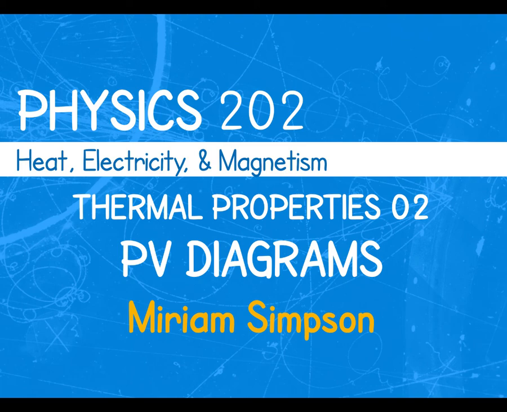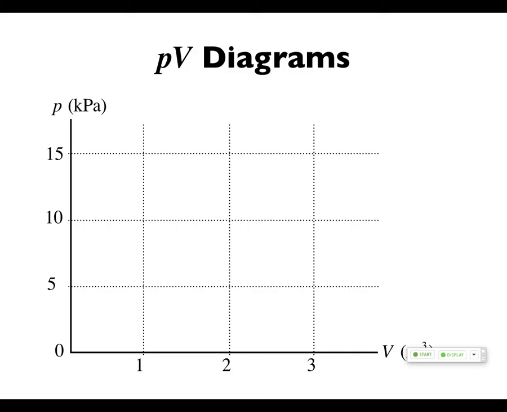This section we're going to be talking about PV diagrams, which are really just an application of the ideal gas law that we covered in the previous section. So we're just graphing it, and we're talking about different processes that can transition from one state to another. So let's get started.